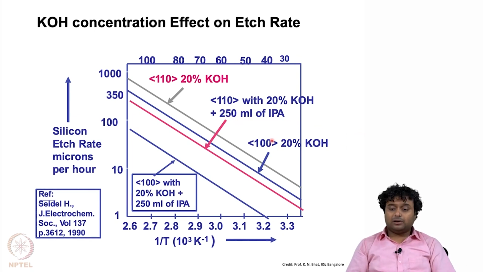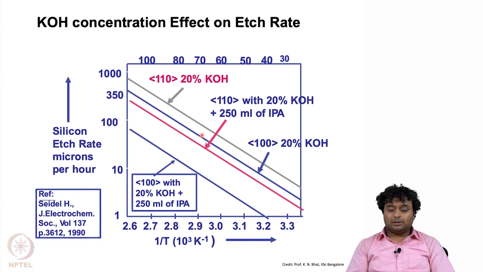Next case is where we have the same 100 plane and same percentage of KOH, but we are not adding any IPA. As we discussed earlier, adding IPA reduces the OH minus ions in the solution. So now we have more OH minus ions in the solution, and this will oxidize the silicon even faster. So the etching rate is even higher. It is not only higher than the 100 plane for that condition, it is also higher than the 110 plane which was etched using IPA.